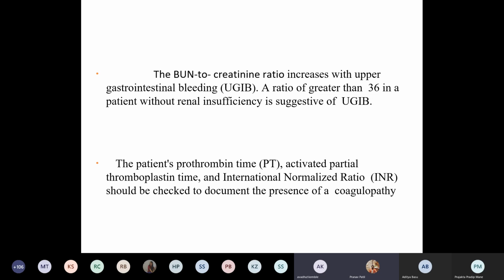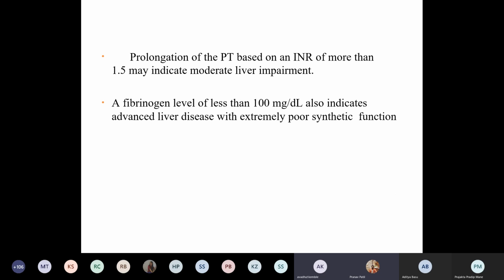The patient's prothrombin time, activated partial thromboplastin time, and international normalized ratio should be checked to document the presence of coagulopathy. They are also one of the important causes of this upper GI bleed. Now, prolongation of the prothrombin time based on INR of more than 1.5 may indicate moderate liver impairment, and a fibrinogen level of less than 100 milligram per dL also indicates advanced liver disease with extremely poor synthetic function.